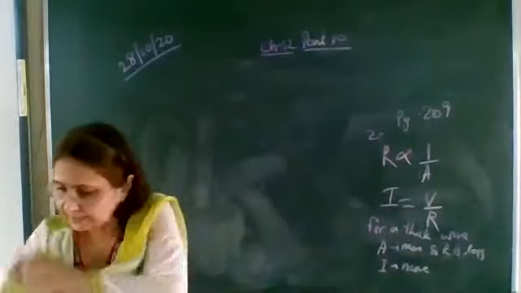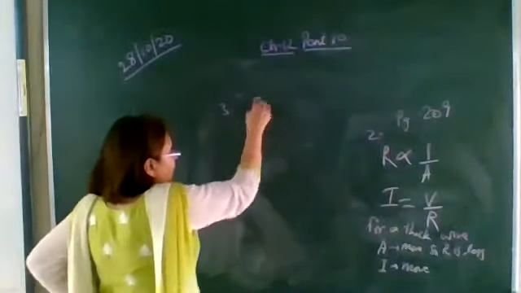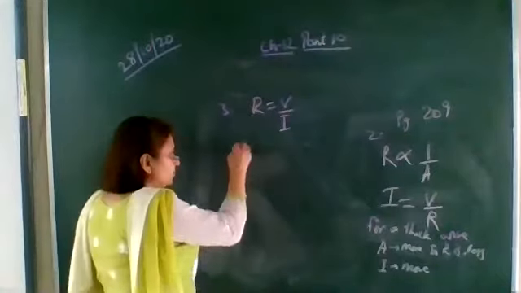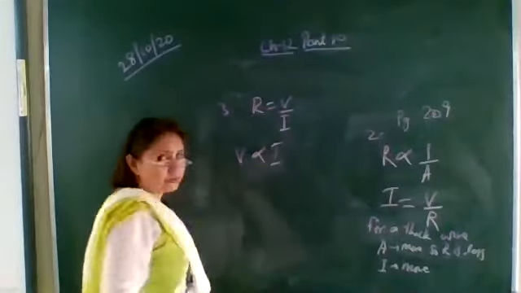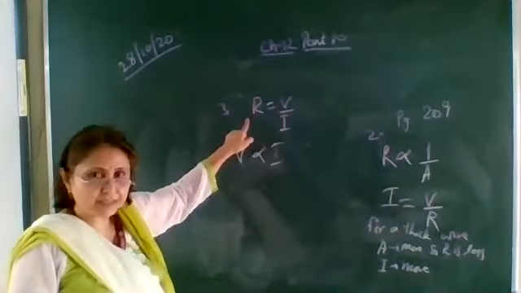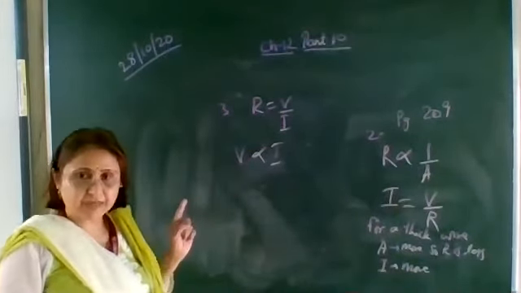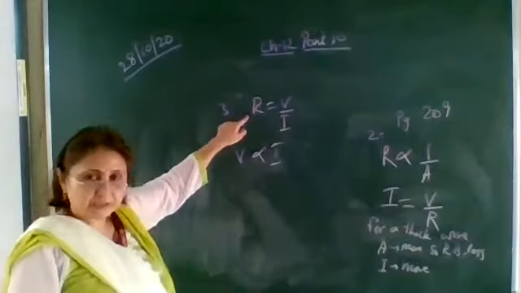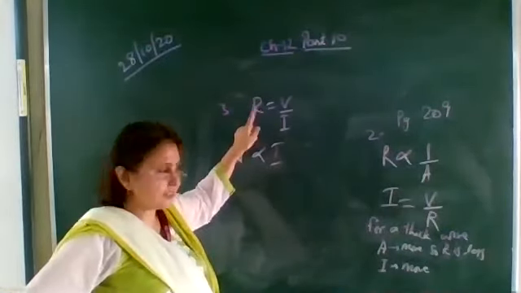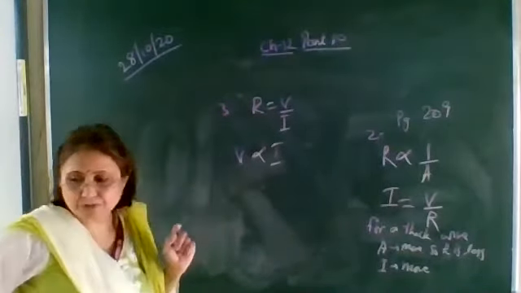Question number 3. We know that R is equal to V upon I. If R is constant, V is directly proportional to I according to Ohm's law. V is directly proportional to I, then only you get the ratio to be constant, which we call the resistance. We have done one activity also where the ratio of V to I is constant, and this ratio of V to I, we call the resistance. So resistance is constant, it means V is directly proportional to I.